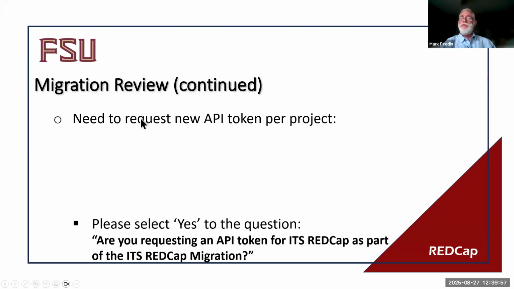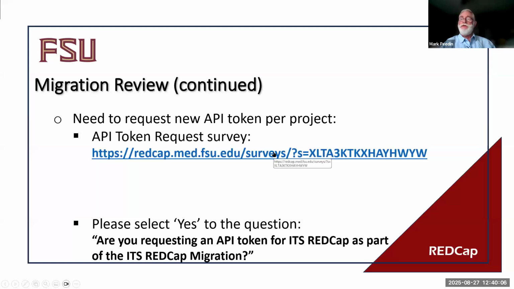Also, you will need to add the new API token to your project. And as a reminder, this is the link to put in a request to have a new API token added in your project over in ITS REDCap. Again, this is the QR code to get there. As a reminder, put yes in the survey to denote that yes, this is due to the migration to ITS REDCap. By doing that, it will branch around a lot of questions that would typically be asked when you ask for a REDCap API.